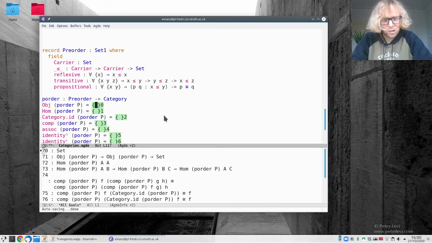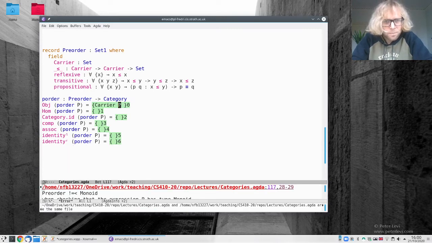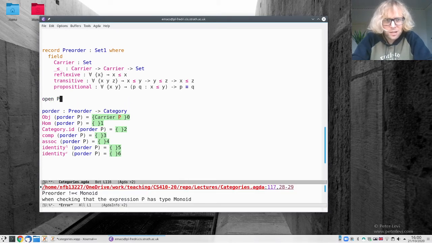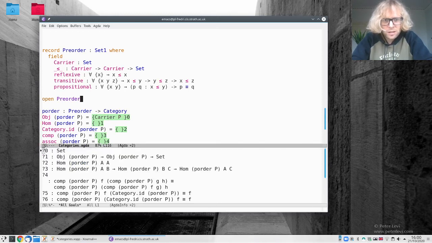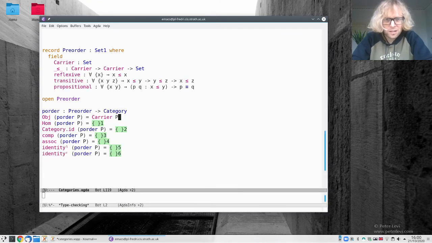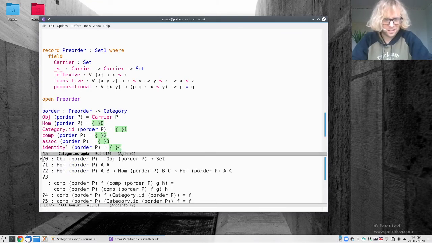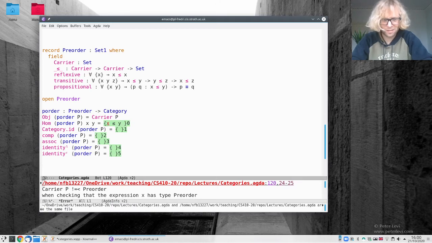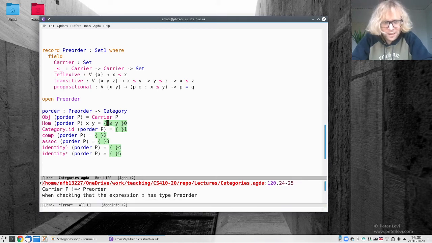Well, I said that my objects should be the carrier set of P. Okay, so I need to actually open this preorder. Okay, and I said that I should have a morphism from x to y exactly when x is smaller or equal than y.